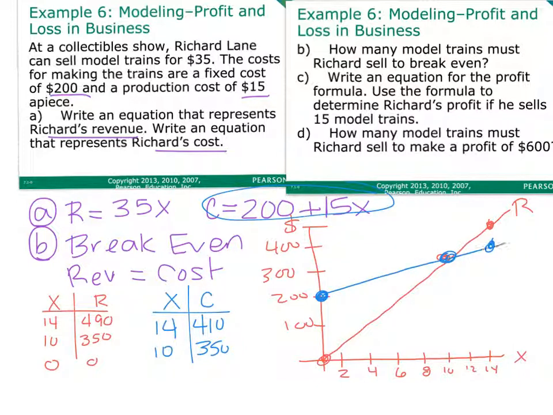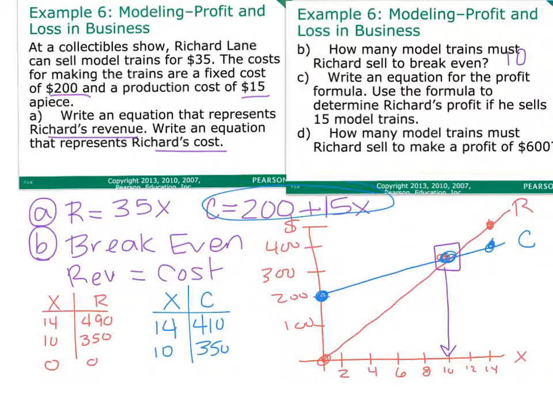Let's connect our dots for our cost equation. So your solution, or your break-even point, is their point of intersection. So if he makes exactly 10 trains, or sells exactly 10 trains, then he will break even, meaning his revenue and his cost are going to be exactly the same.